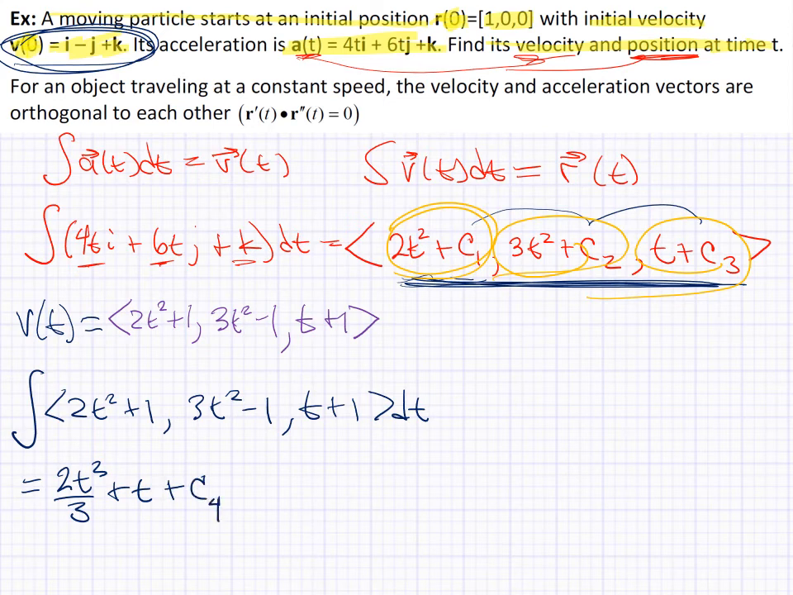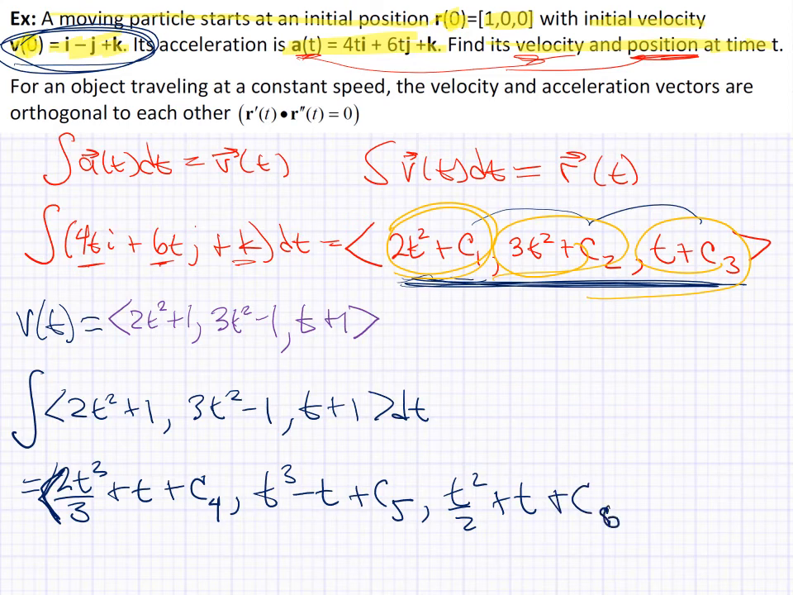There's a constant that's going to be with that piece. Let's make this a vector, okay, comma. The next one would be t cubed minus t plus c5. And the last one would be t squared over 2 plus t plus c6. I use c4, c5, and c6 because I've already used c1, c2, c3 in this problem. I don't want to use them over again because I already said these equal 1 and negative 1 and 1. So let's use different variables here.